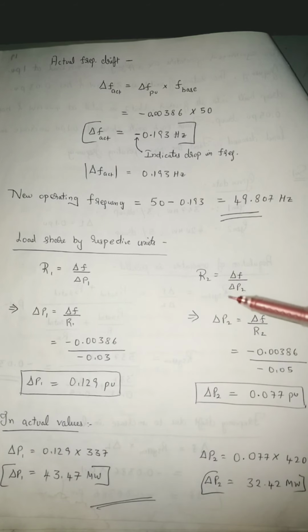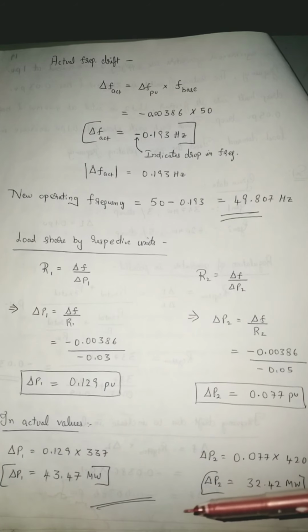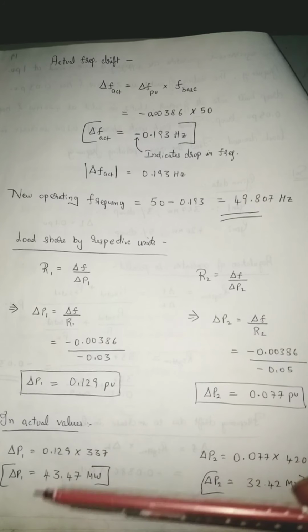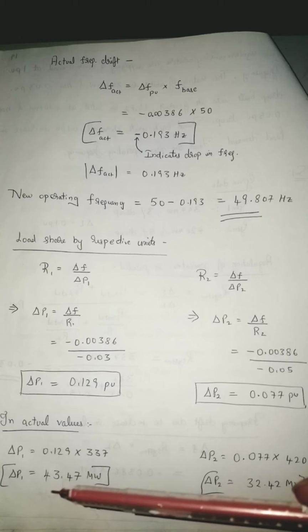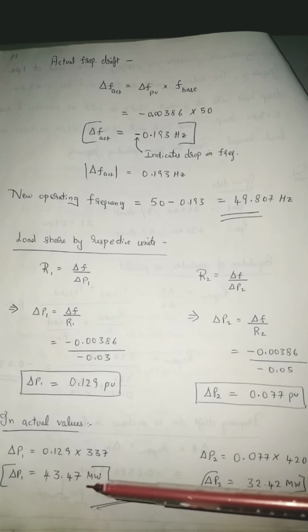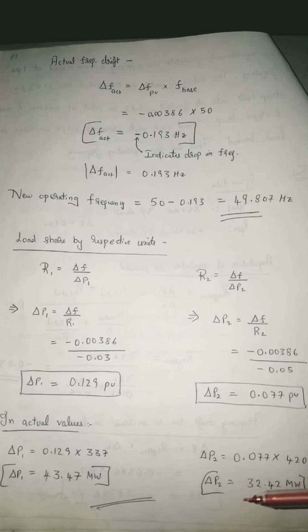Similarly, calculations have been done for the second machine and we'll end up at 32.42 megawatt. So whenever there is an increase in the load demand by 0.1 per unit, the respective increase is shared by both the units in this proportion. So first machine is taking 43.47 megawatt and second machine is taking 32.42 megawatt. So the total change in demand was basically 43.47 plus 32.42, and this is the respective share.